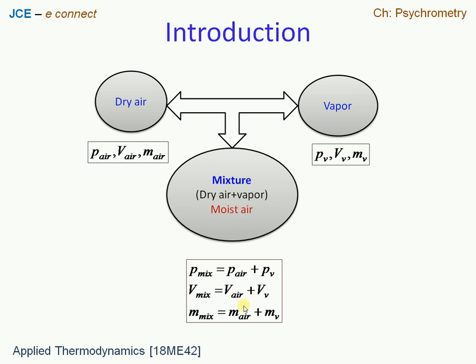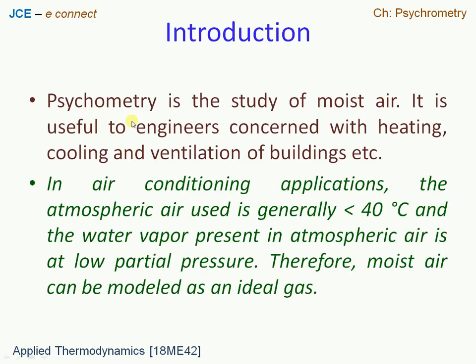So now let's move further and look at the psychrometry definition. Psychrometry is a study of moist air, the properties of moist air. It is useful to engineers, especially those who are concerned with heating applications, cooling applications, and ventilation of buildings, ships, and aircraft, etc. And since we see that moist air is usually at a lower pressure, we can model it as an ideal gas, and we can apply the ideal gas concept to it and derive some important relations.